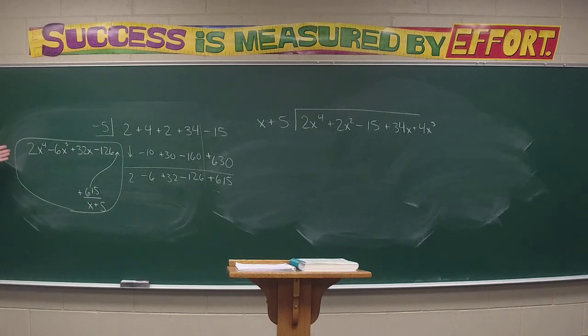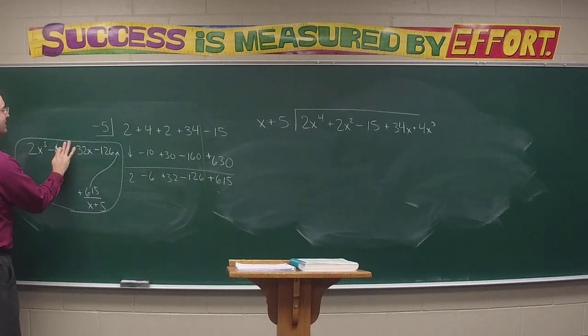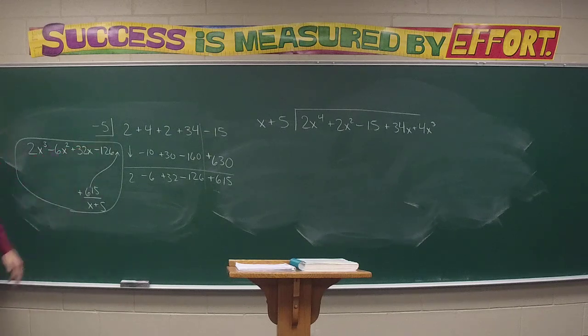How many got this answer? Anyone else get that? 2x to the fourth, negative 6x cubed? How about 2x cubed, starting one power less, negative 6x squared, positive 32x, negative 126, plus 615 over x plus 5? All right. Okay, enough of you that I feel like I got it correct at least. Those who didn't get it, questions? Just massive numbers that probably are a mistake. All right, questions on this?